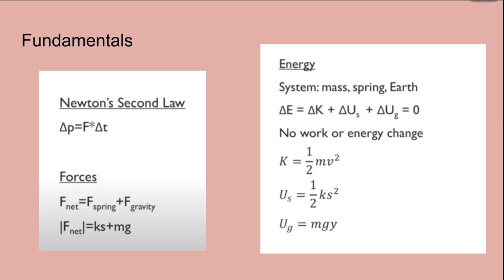To even do this lab, we have to use Newton's second law, and take into consideration the forces: F spring plus F gravity equals F net. We also have to consider that the absolute value of F net equals k times s plus mass times gravity, which is the F spring and F gravity. Furthermore, we have to use energy, and we understand that the system is the mass, the spring, and the Earth, which would mean that there is no work or energy change.